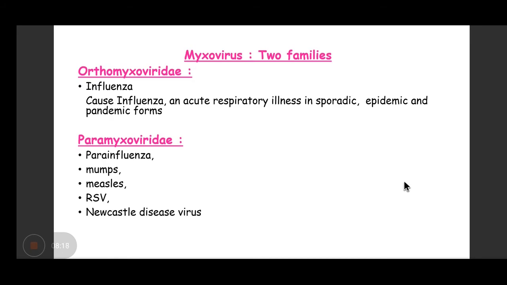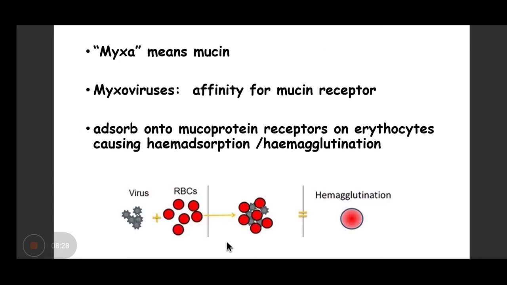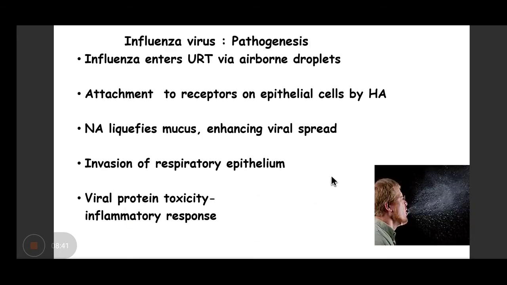It is a member of myxovirus, orthomyxovirus. Influenza virus is an orthomyxovirus. Parainfluenza, mumps, measles, RSV, they are paramyxoviruses. And myxo has come from their hemagglutination ability. They have a surface protein called hemagglutinin, and because of that, they can agglutinate RBCs. The term myxo has come from there.